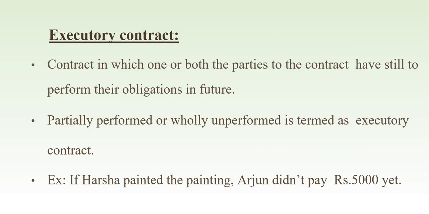Executory contract. Contract in which one or both the parties to the contract have still to perform their obligations in future. Partially performed or wholly unperformed is termed as executory contract. Example, Harsha painted the painting, but Arjun did not pay rupees 5,000 yet.